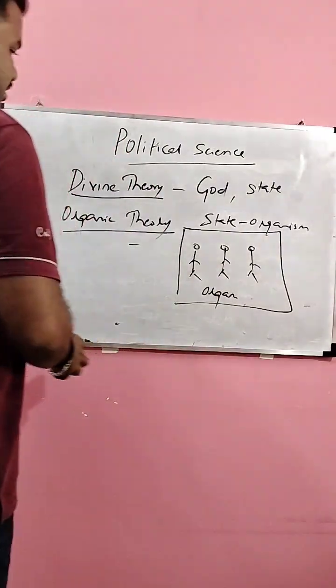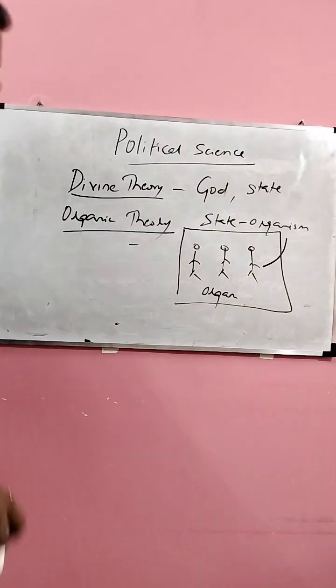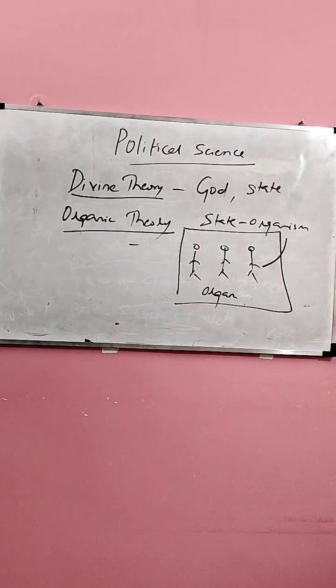The organic theory tells that the citizens are a part and parcel of the state. They don't have a separate existence outside the state. If the state is gone, they are also gone. If you remove the organs from the body, they are of no use. Similarly, the individuals cannot exist without the state. This is the organic theory.